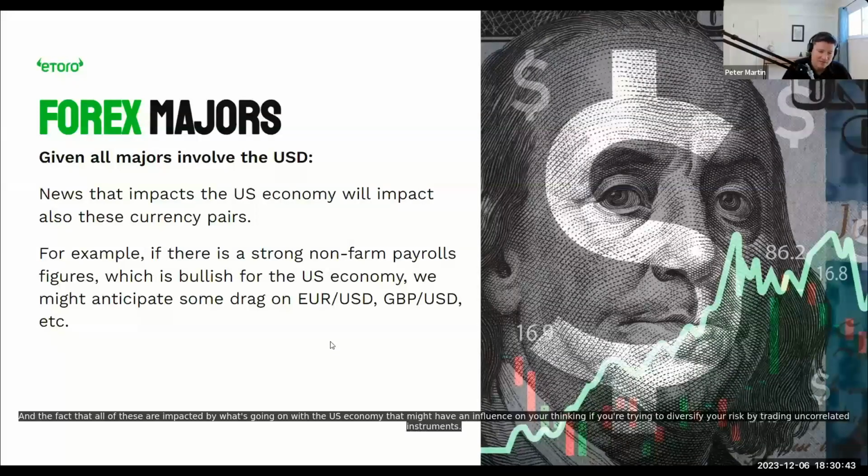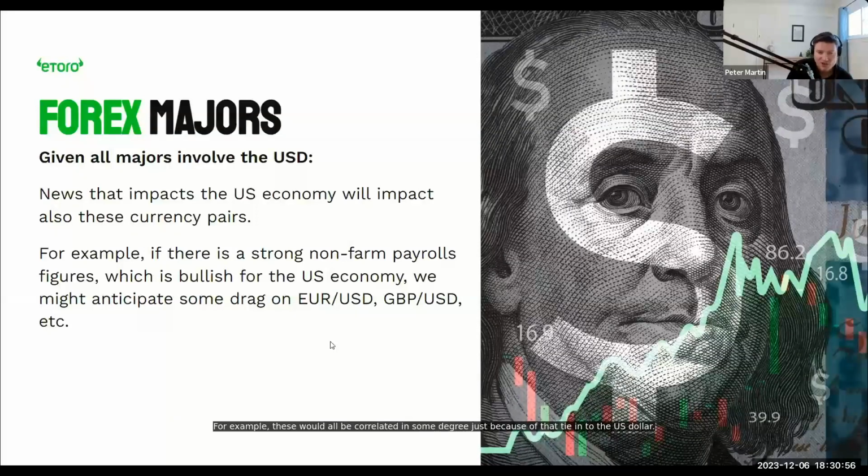And the fact that all of these are impacted by what's going on with the US economy might have an influence on your thinking if you're trying to diversify your risk by trading uncorrelated instruments. For example, these would all be correlated to some degree just because of that tie-in to the US dollar.